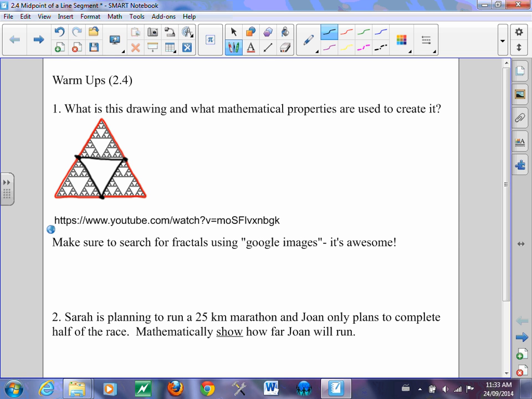Okay. So when you take a diagram and focus on the midpoints, and then you focus on the midpoints, and then you focus on the midpoints, and you keep going, you're going to create something that's called a fractal. And you're going to say, what, Miss R, what's a fractal?